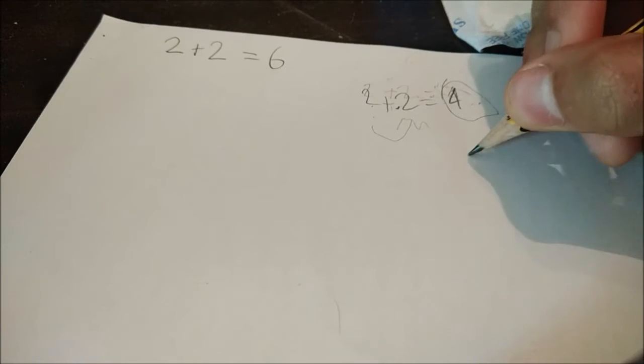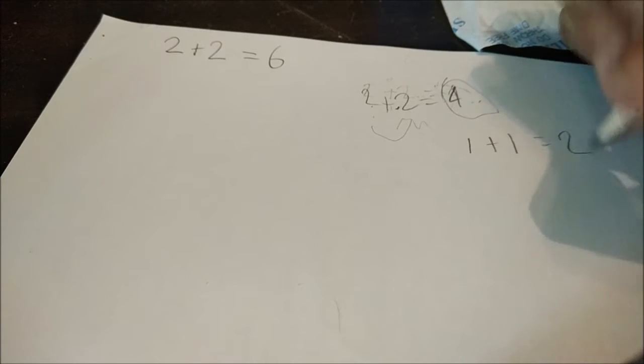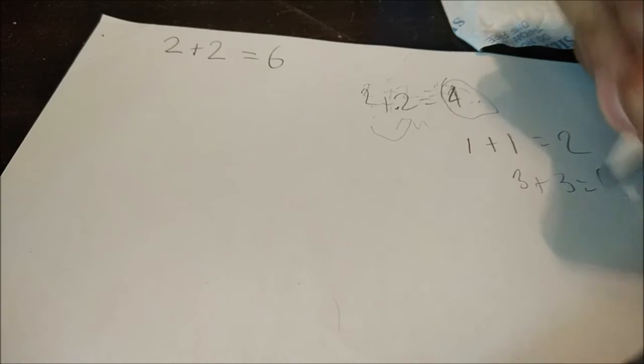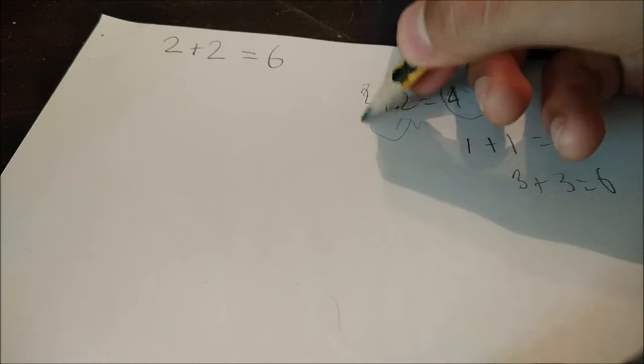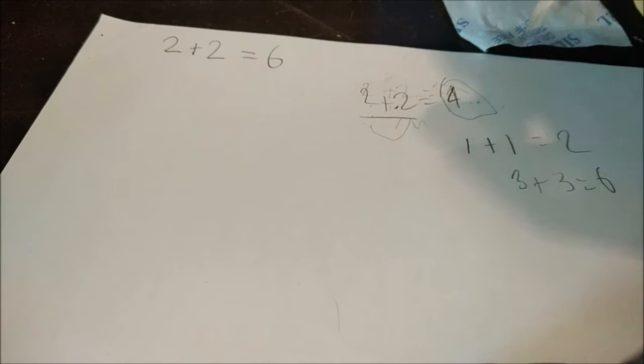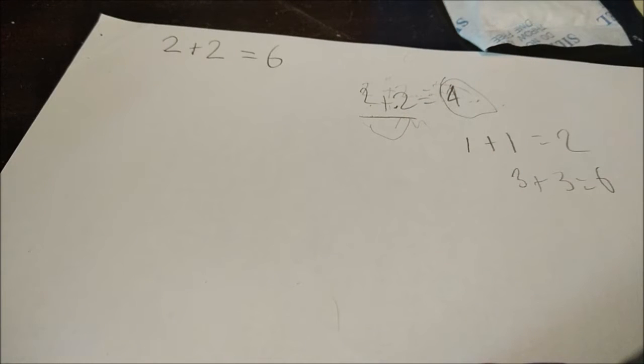With many numbers, it's as simple as just adding them up. 1 plus 1 is 2. 3 plus 3 is 6. However, something in 2 plus 2, it is not equal to 4. It's actually equal to 6. And let's get into the deep meaning of why that's the case.